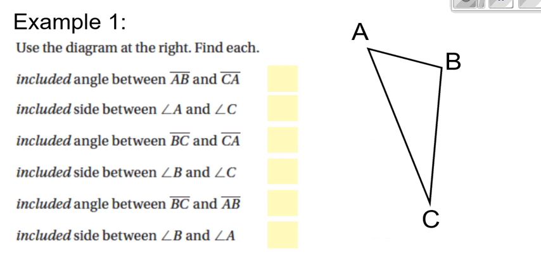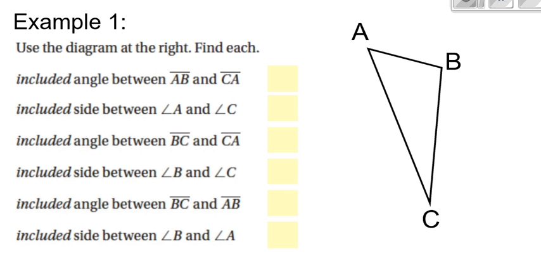All right, go ahead and take a moment, pause the video, and see if you can fill in the diagram at the right. I'm going to get you started on the first two, but then you should be able to finish up the last two on your own. The angle included between line segment AB and line segment CA. If I look here at my markings, I can see that they are both sharing angle A, or point A, I should say. So I can tell from here that they are sharing angle A.